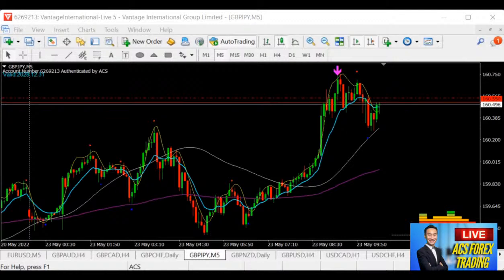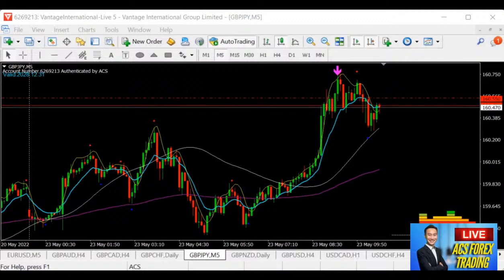Pound yen. Okay, let's take a look at pound yen here. Now pound yen, I guess everything should be quite okay. Tentatively, I think we are also looking into it.